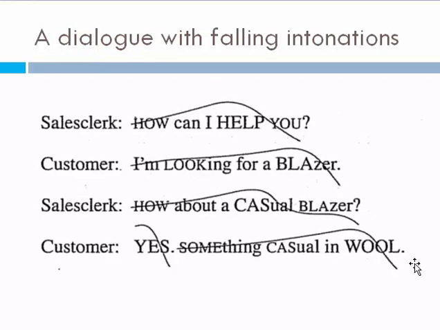Here's a dialogue with falling intonations. How can I help you? I'm looking for a blazer. How about a casual blazer? Yes, something casual in wool. So here we have questions and we have statements. Therefore, we have falling final intonation.